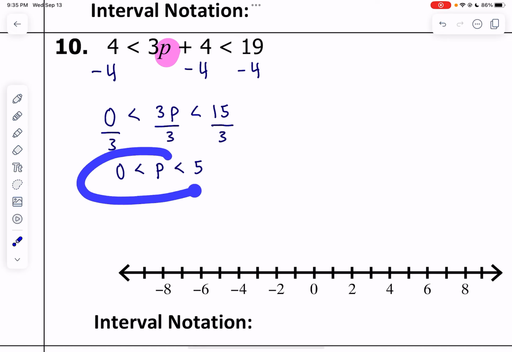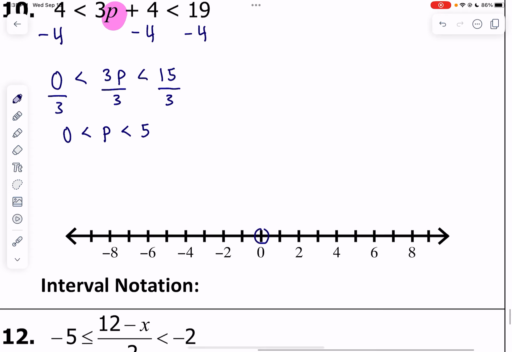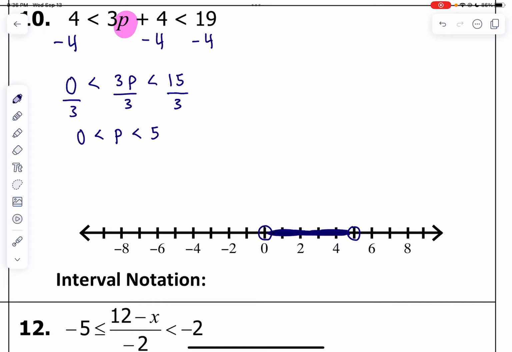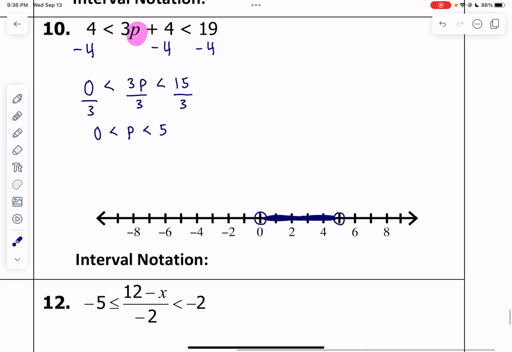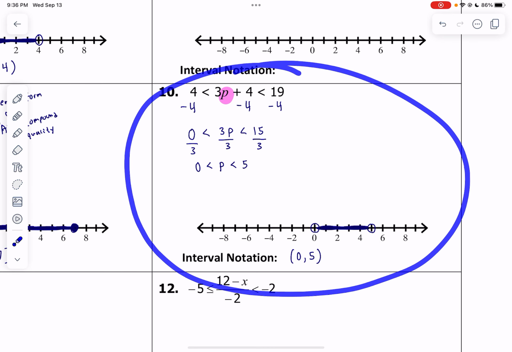So from this interval, we can construct the number line. Let's go ahead and do that. So we start off at 0 with an open circle, and we stop at 5 with an open circle. Everything in between is going to be filled in. All right. So from this number line, we can easily construct the interval notation. It would just be parentheses 0, 5, parentheses. And that's pretty much it for question number 10.